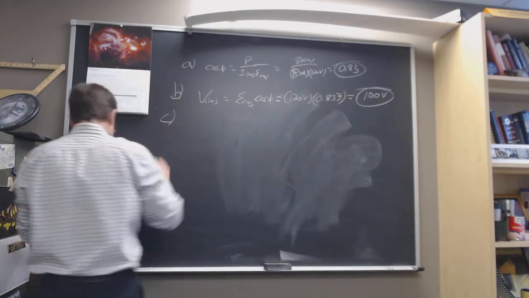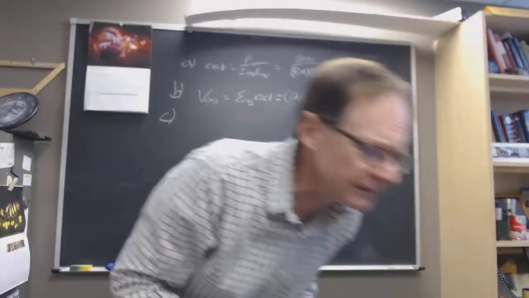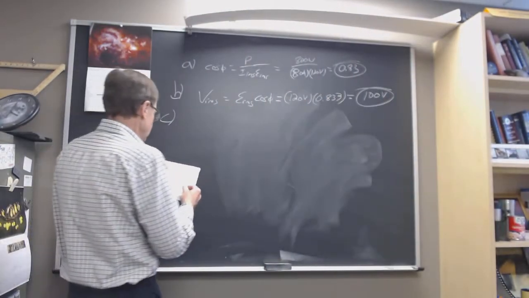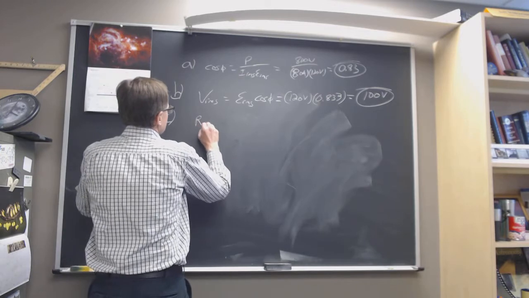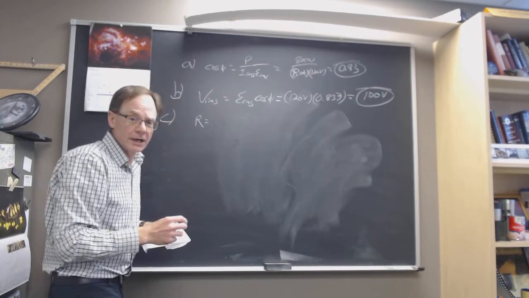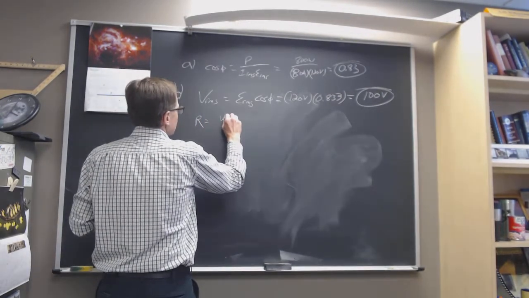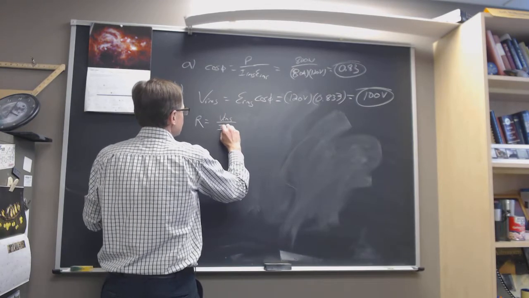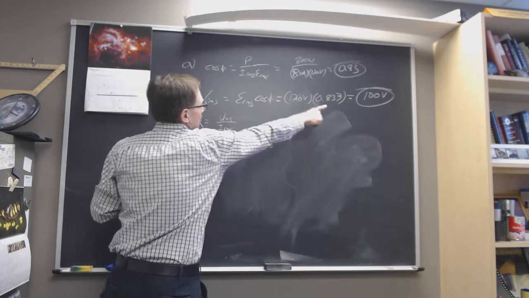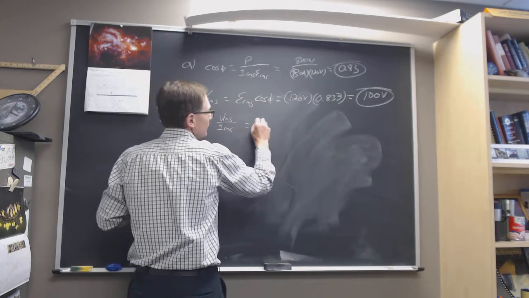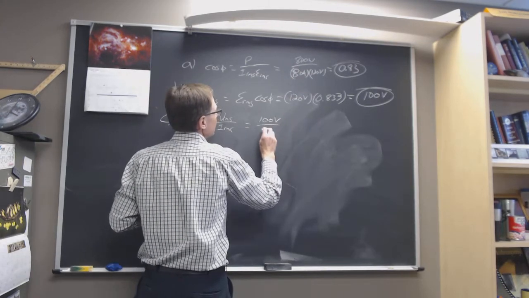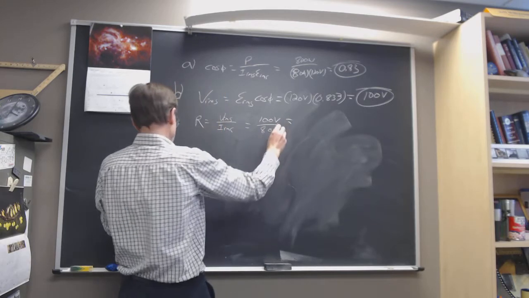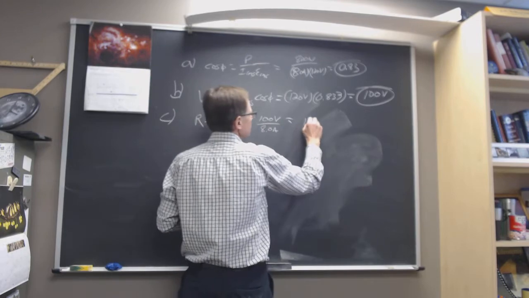Part C asks us what is the motor's resistance. So what is R in there right now? And R is going to be related, we just use Ohm's law here. R is V RMS that we just found over I RMS, which we had earlier. So that's 100 volts divided by 8 amps, which is 13 ohms.